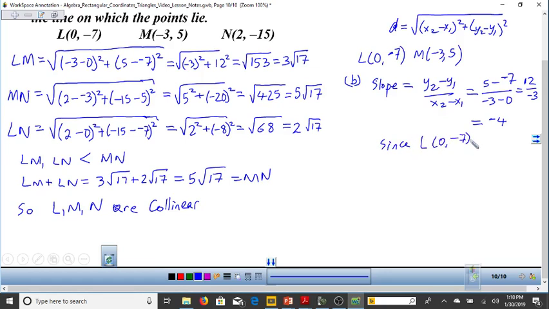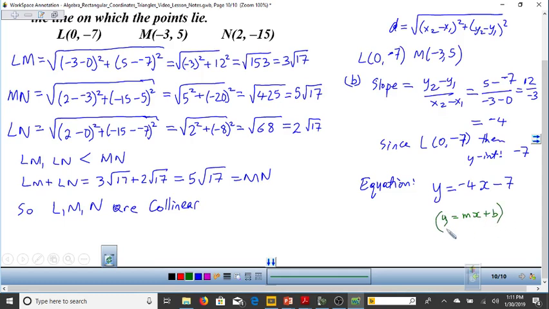And so since 0, negative 7 is a point on the line L, the y-intercept is negative 7 because the x-coordinate is 0. So the equation in slope-intercept form, y equals mx plus b, is y equals negative 4x plus b. And that is our answer: y equals negative 4x minus 7.